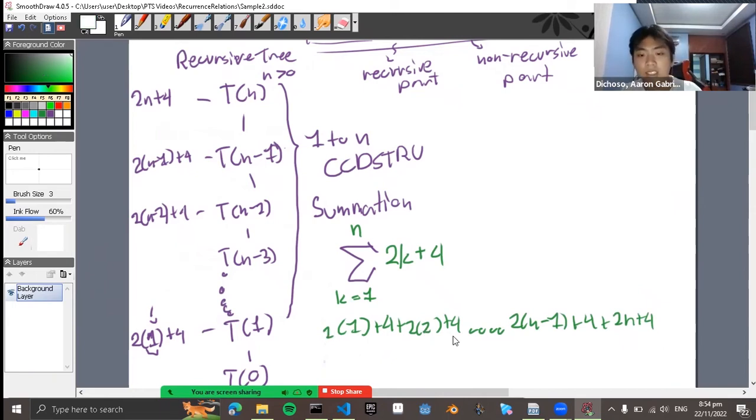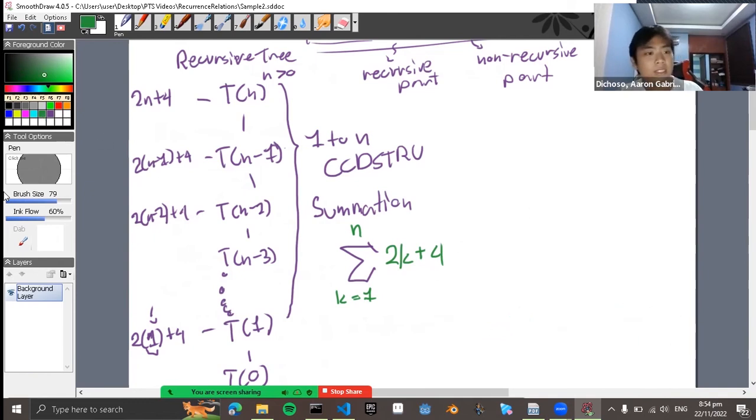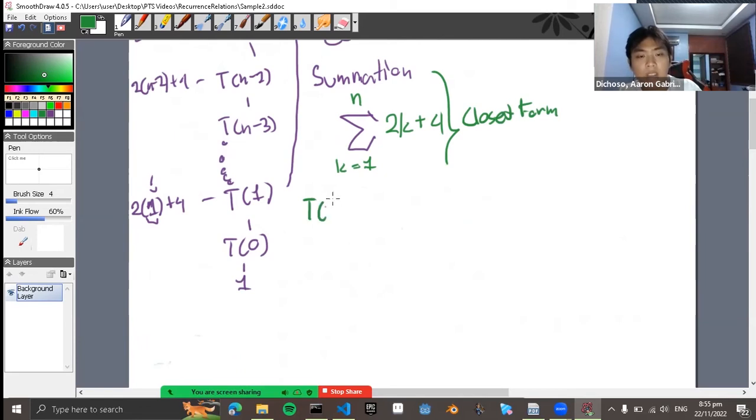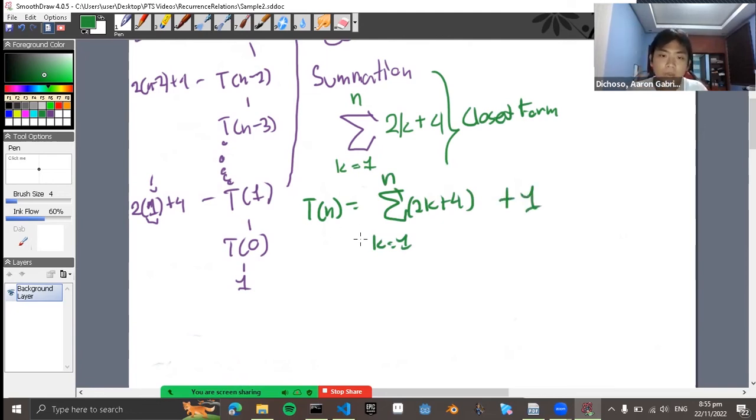So, using our background knowledge sa CCDS2, anong pwede natin gawin? Ang pwede natin gawin ay hanapin ang closed form nitong summation. Okay? Because currently, what we can see is that our t of n is equals to that summation, 2k plus 4, all the way to n, plus 1. Yun lang. So we just need to find what is the closed form.